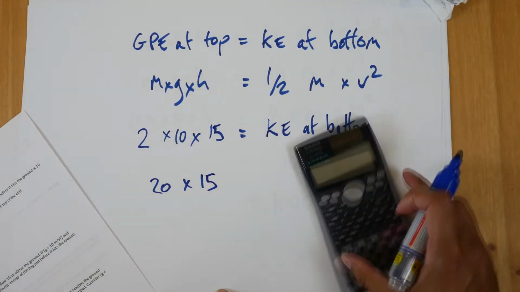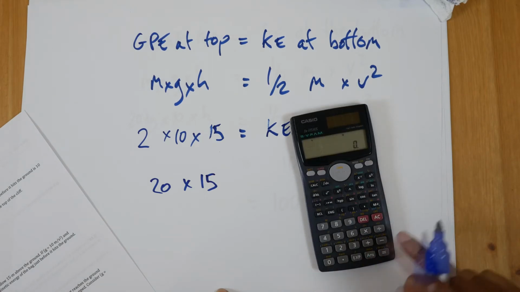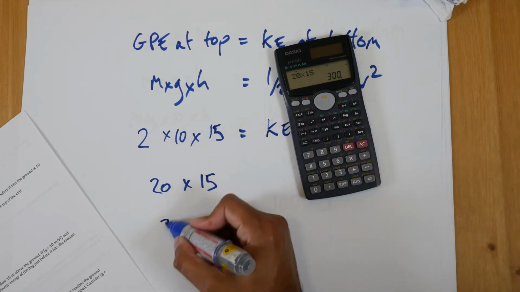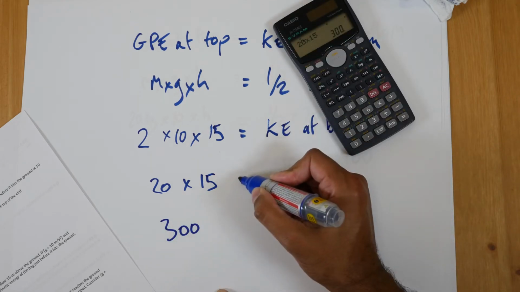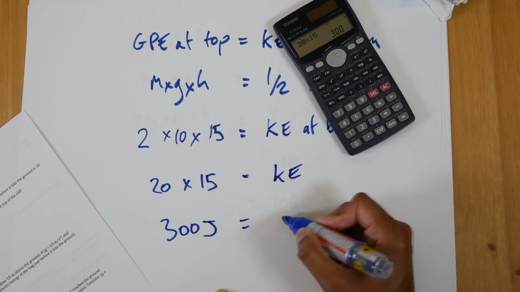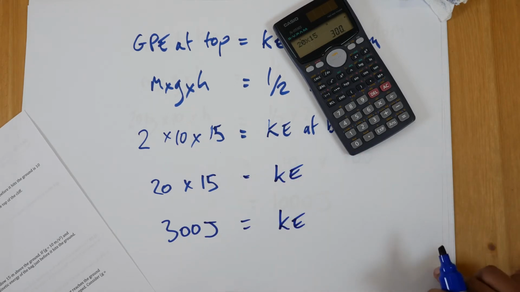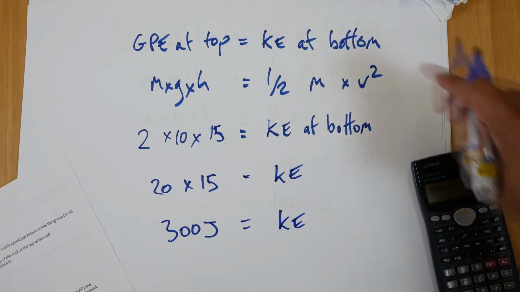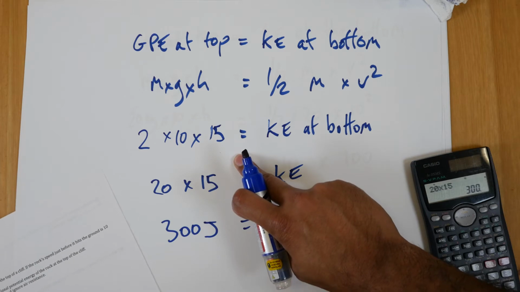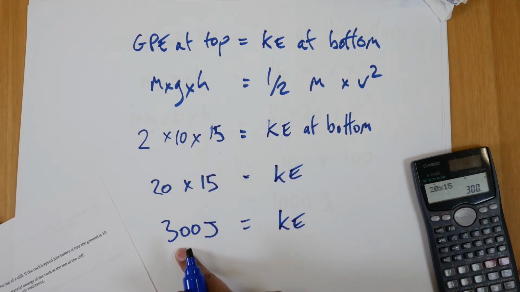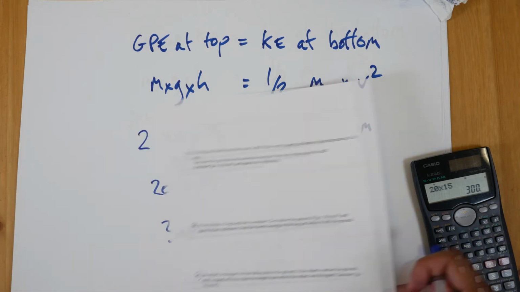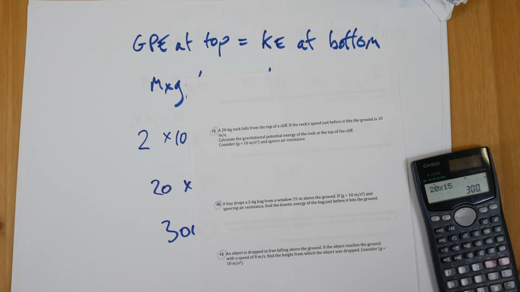Let's just make sure. Okay, 20 times 15 is equal to 300 joules. Okay, so this is the KE. Just make sure you have that written like that. So 1 mark for the equation, 1 mark for the substitution of the numbers, 1 mark for working it out, 1 mark for the unit. Very simple, okay?